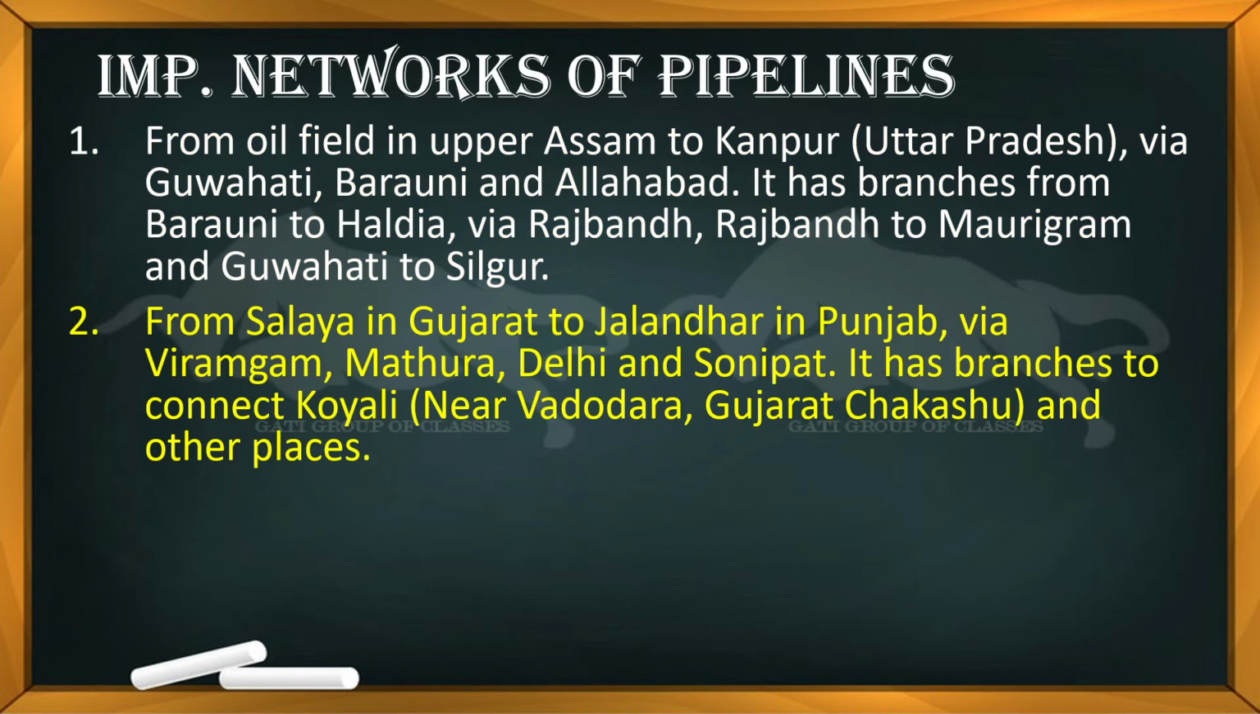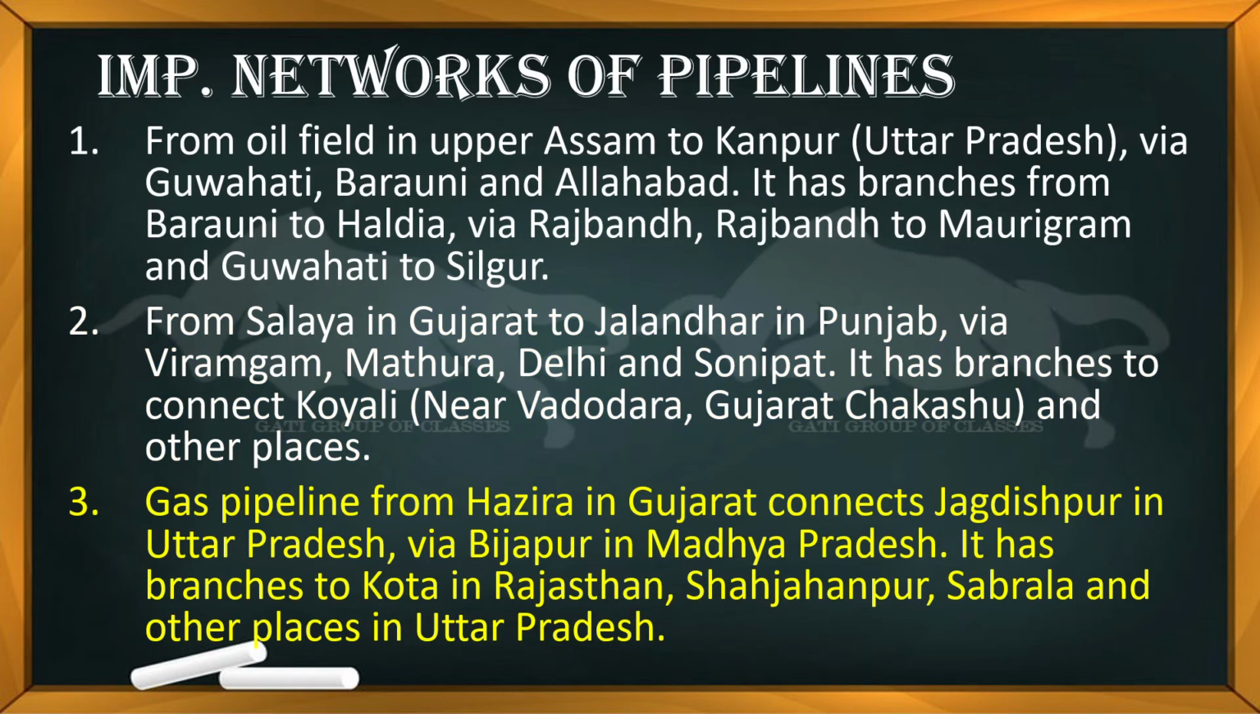Now the second one is from Salaya in Gujarat to Jalandhar in Punjab. And what are the stations? Viramgam and Mathura, Delhi, Sonipat. It also has some branches like Koyali, which is near Vadodara in Gujarat, and some other places. Now the third one is the gas pipeline from Hazira in Gujarat, which connects Jagdishpur in Uttar Pradesh. So Hazira to Uttar Pradesh, and Salaya to Jalandhar. Is it clear? And from Assam to Kanpur.